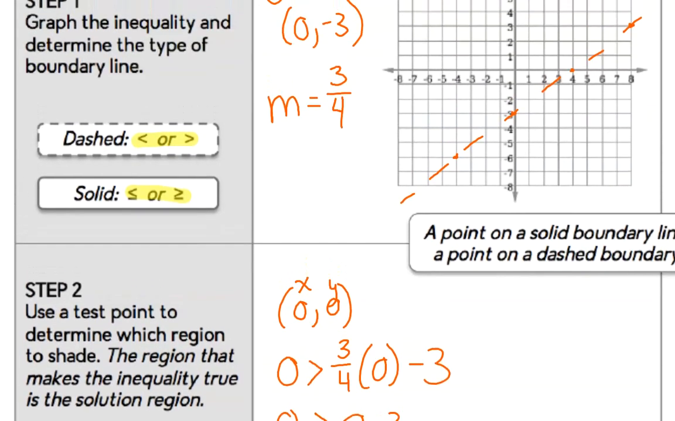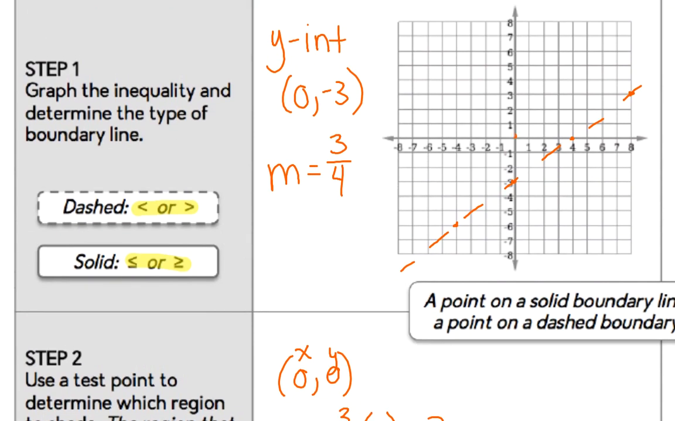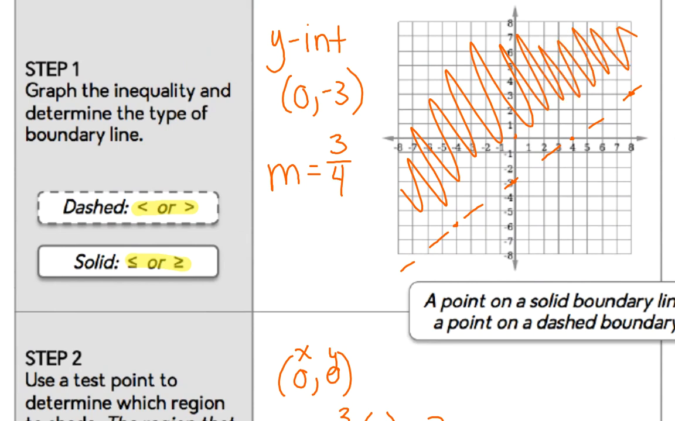If I go back up to my graph here, it means that this point (0, 0) is a solution. So I am going to shade this region that goes through (0, 0). All of these points in this shaded region are solutions to the inequality. Anything in the white region is not a solution.